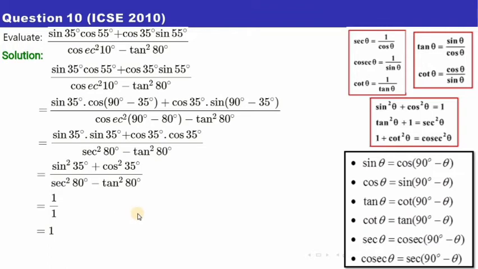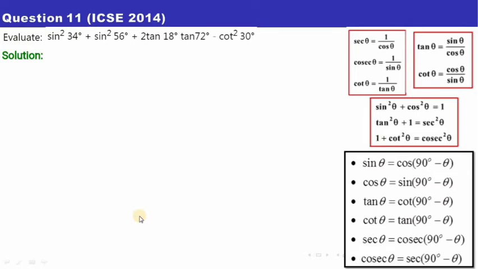So you may pause the video and note down your solution. Let's have a look at the next question. So here, this is from your ICSE 2014. Okay, now we need to evaluate this. Now as usual, we will first search for the pair of angles which gives me 90 degree. For example, 34 and 56. When you add them, this gives you 90 degree, right?